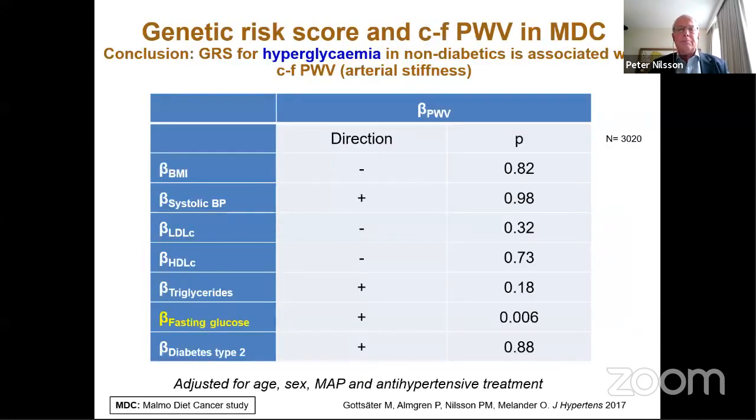In Malmö, Sweden, we have different cohorts. And just to show you one slide from our genetic studies related to arterial stiffness, carotid femoral pulse-wave velocity, we have analyzed different genetic risk scores for arterial stiffness. And I want you to focus on the genetic risk score for fasting glucose in the non-diabetic population. This means that hyperglycemia is a trait, a biological trait with a causal relationship to arterial stiffness in the non-diabetic population. And building on that, we know that improved lifestyle, even some drugs could lower hyperglycemia, and that will bring us some opportunities to influence arterial stiffness.